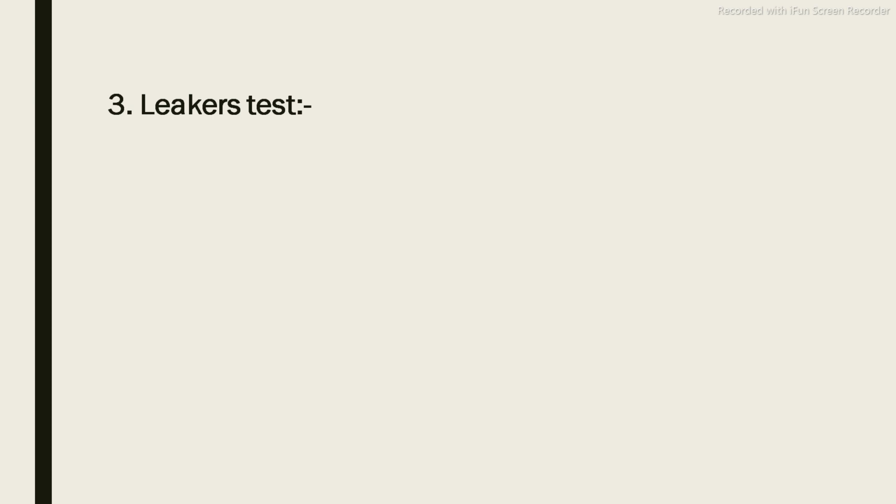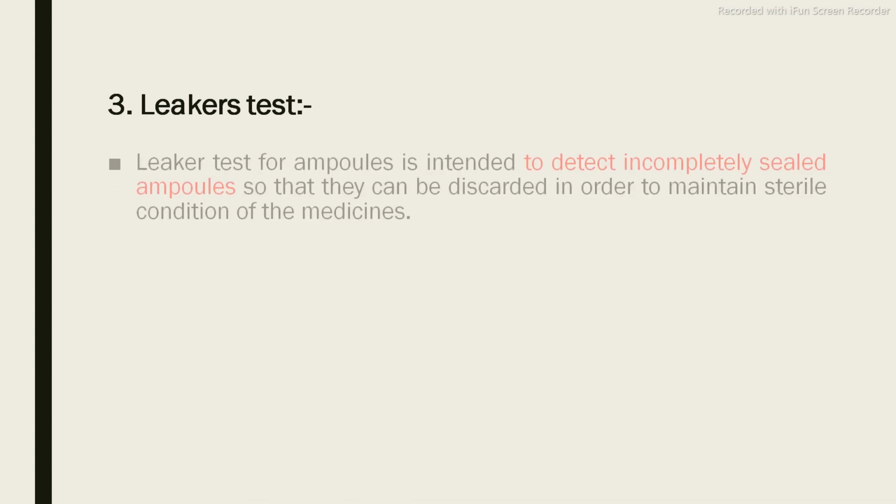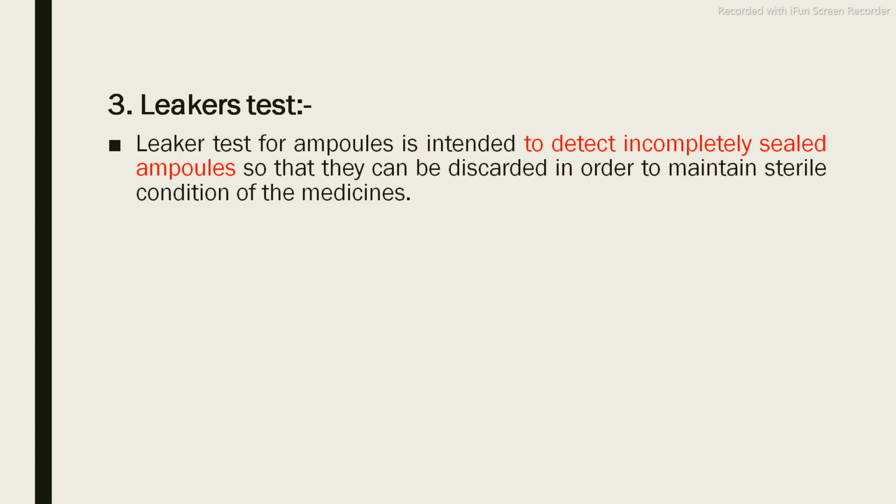Third test is the leakers test. In this test we have to check whether the ampoules leak or not, because most of the time after sealing of the ampoules there may be formation of fine cracks or fine holes in your ampoules. If there is presence of any fine holes or fine cracks, it may be responsible for microbial contamination. So that's why before dispensing this type of containers into the market, first we have to check for the presence of any leakage.